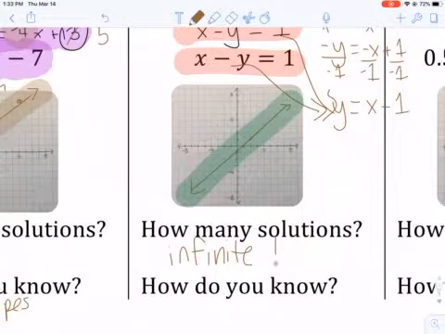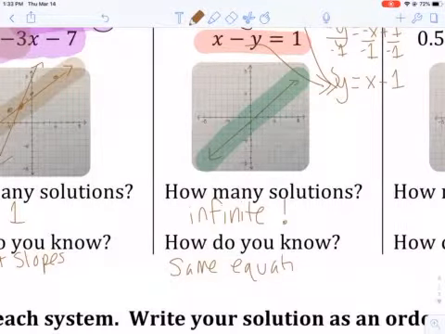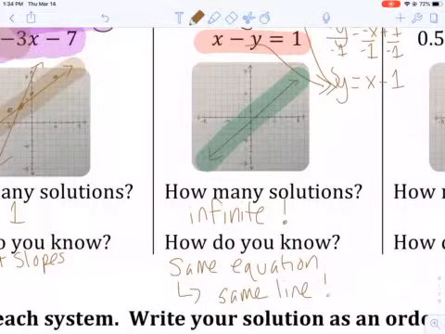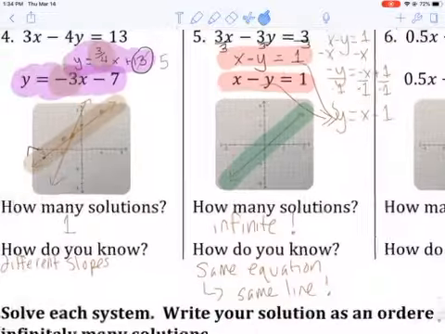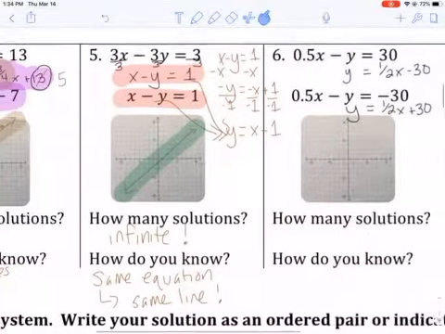Put an exclamation point. How do I know? Same equation, which also means same line. So anytime you get the same equation, guess what? They're going to give you the same line, and the same line is going to give you infinite possibilities. So anytime you get two equations that simplify into the same equation, you're going to have infinite solutions.